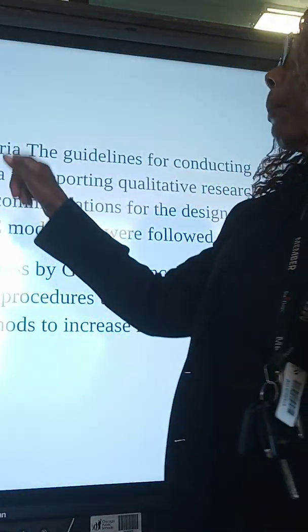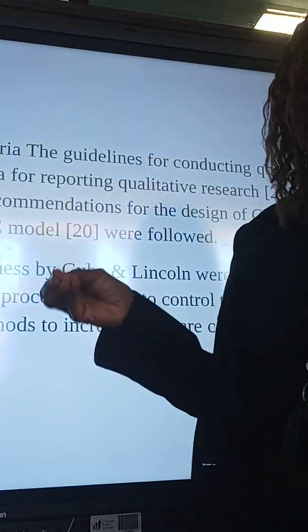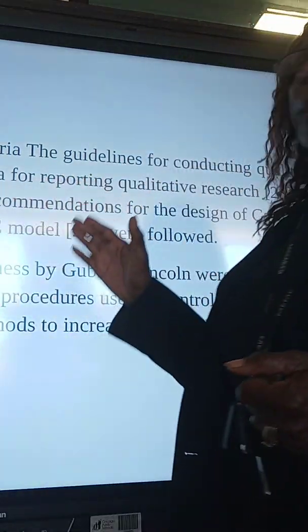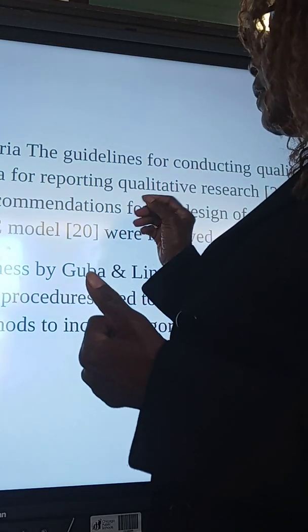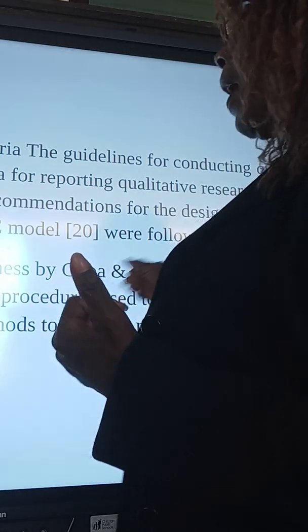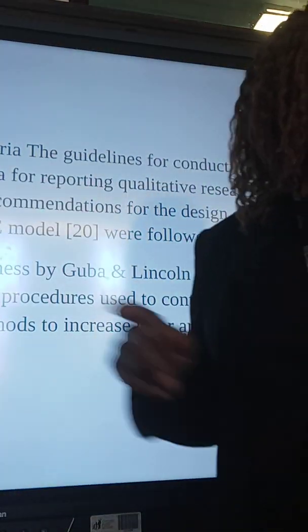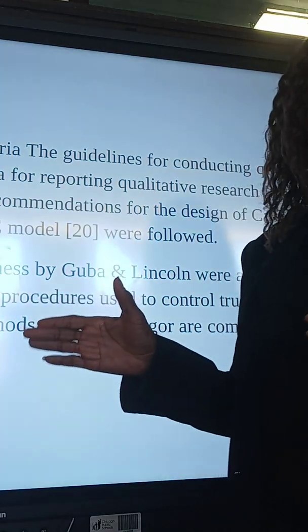Quality criteria number 1, thematic analysis processes. This gave the guidelines for conducting qualitative studies established by the Consolidated Criteria for Reporting Qualitative Research. They also used the Descartes model, which was also followed. The criteria for guaranteeing trustworthiness by Guba and Lincoln were applied. The techniques performed and the application procedures used to control trustworthiness are described in Table 3.